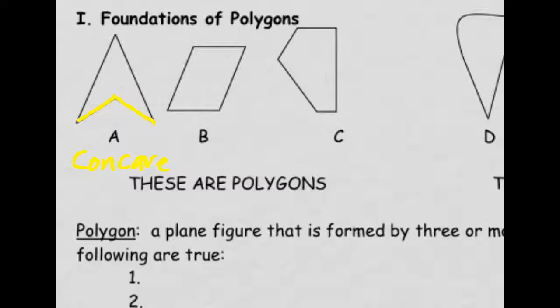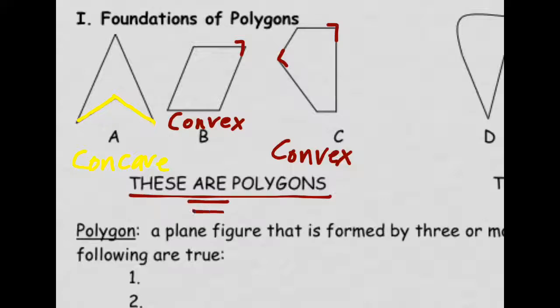Now, it can still be a polygon if it's concave. It's just a concave polygon. The rest of these are known as convex. And convex just means that all of the angles are pointing outward. This angle's pointing outward, this angle's pointing outward, all of these angles are pointing outward. These are polygons.